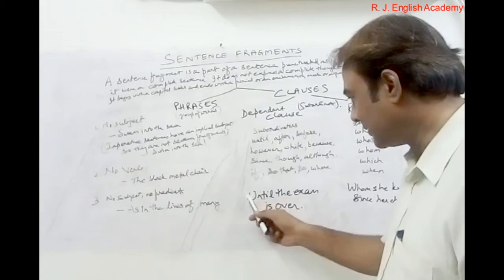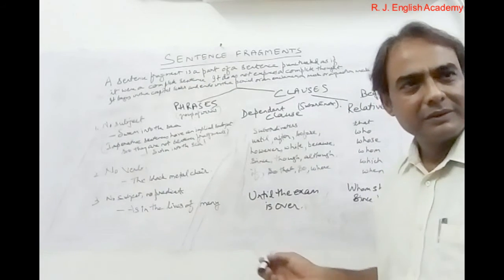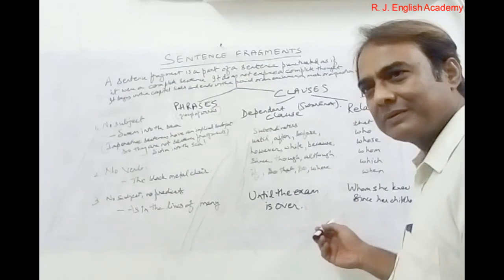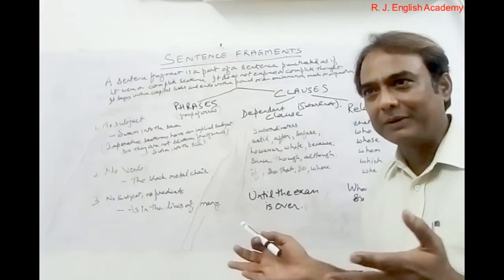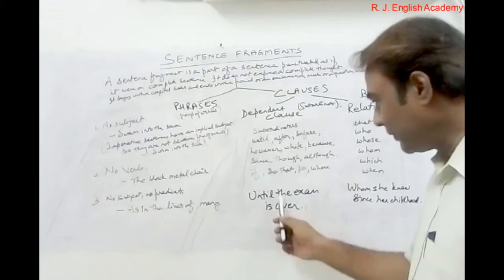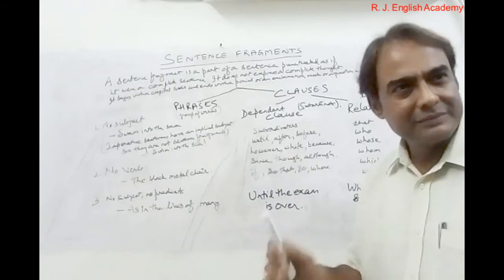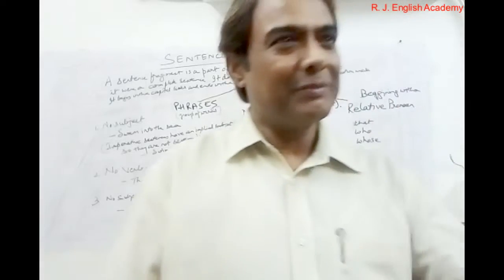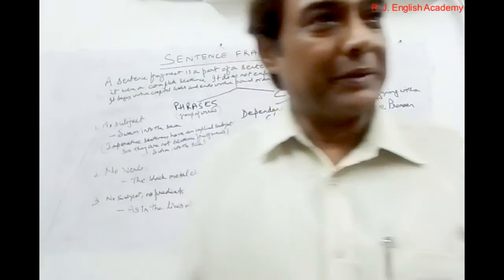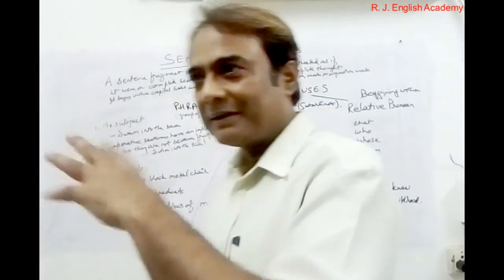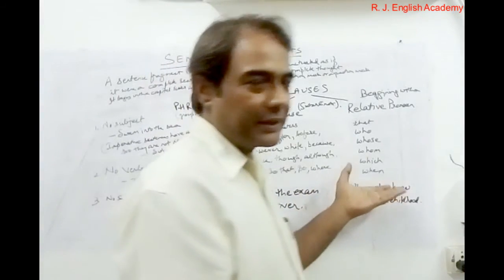Now, I add a subordinator, "until," prior to it, so it becomes a dependent clause. "Until the exam is over," then something is more. There's no complete sense. Something needs to be more; something will happen, probably. So if you see a subordinator in the beginning of a sentence, then check out for sentence fragments. There's more likelihood that it might be a sentence fragment. It may be a complex or compound sentence, you never know, but generally chances are more. These are all hints and clues, not hard and fast rules.